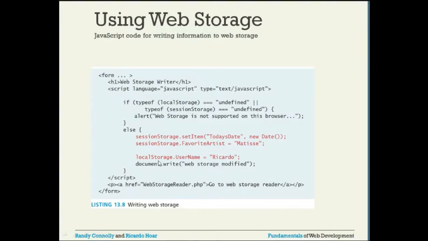And you are also creating localStorage.username. Username is equal to, you are setting a value Ricardo. So username will be mapped to Ricardo. Then you are calling document.write with web storage modified. You are just printing a message that web storage is modified. So this is how you set the web storage. You write the information into the web storage using the session storage and the local storage.